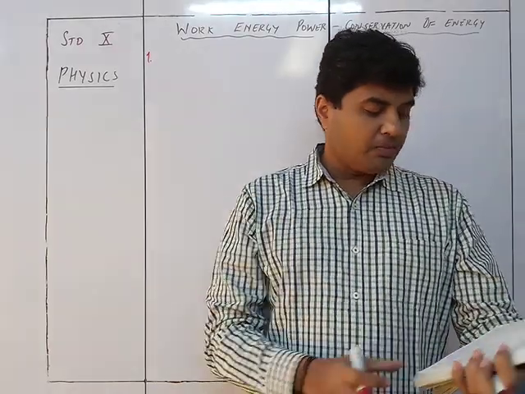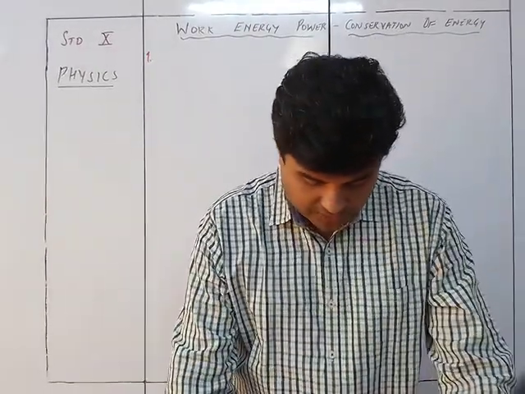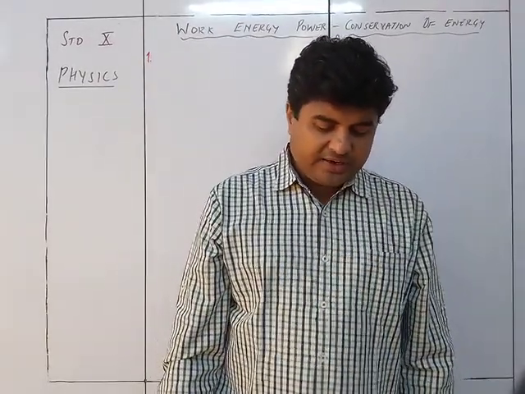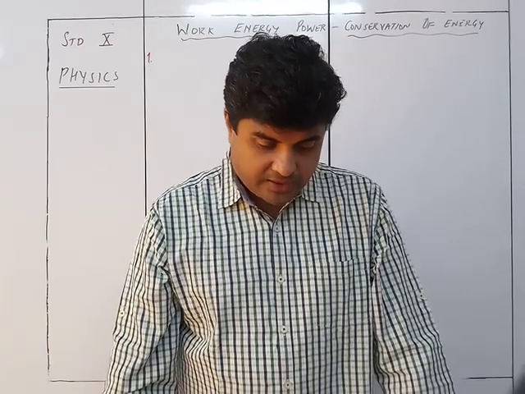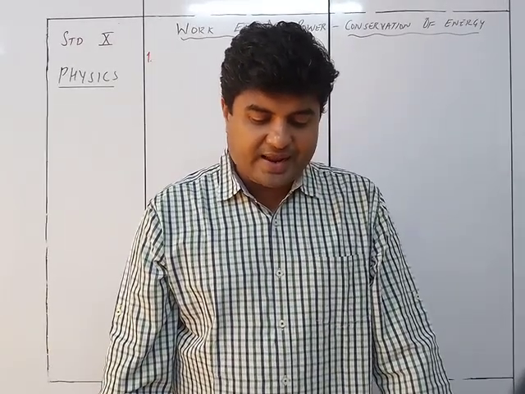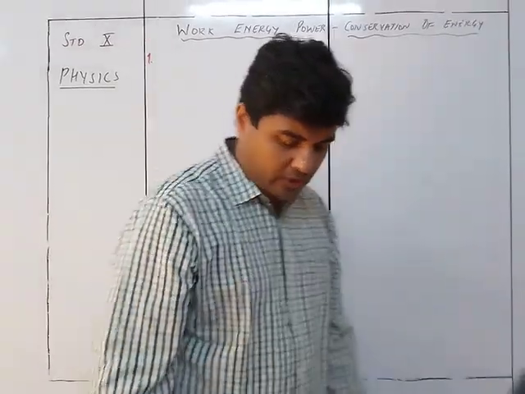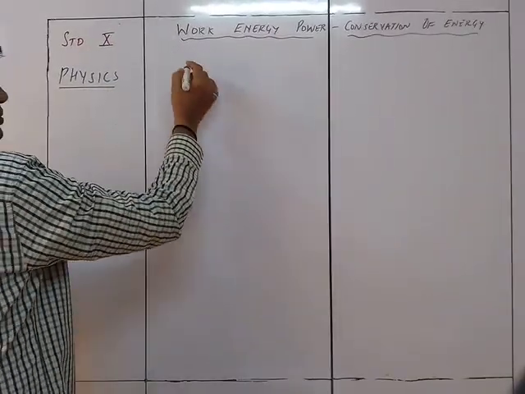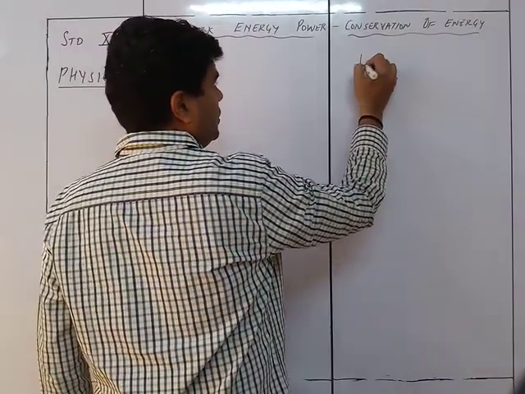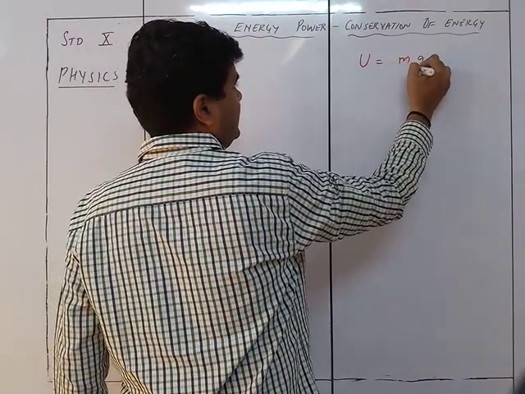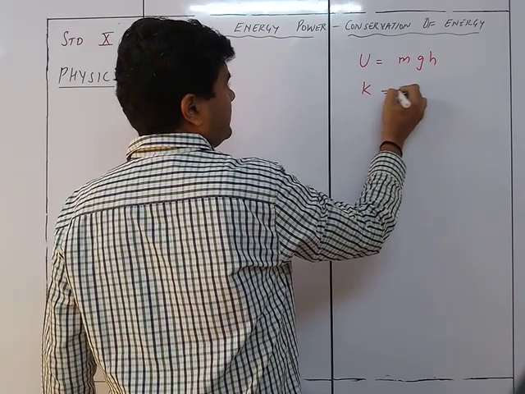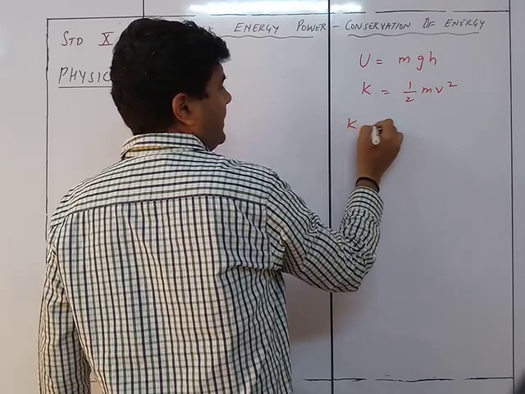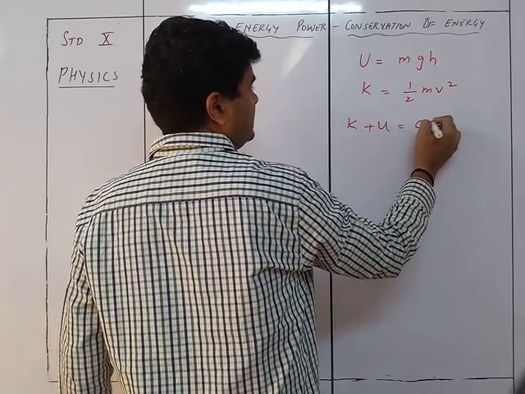A ball of mass 0.2 kg is thrown vertically upwards with an initial velocity of 20 meter per second. Calculate the maximum potential energy it gains as it goes up. Before we solve it, let us write the formulas also. The first formula is U equals mgh, K equals half mv square, K plus U is equal to constant.